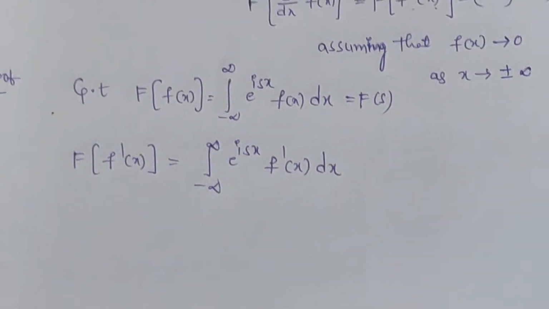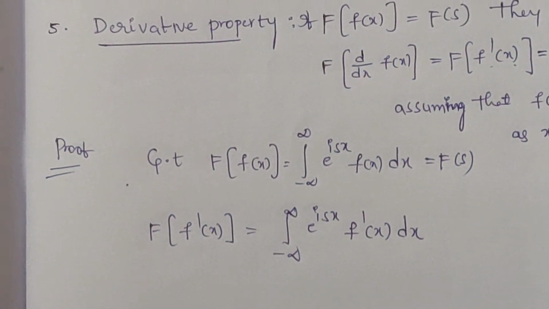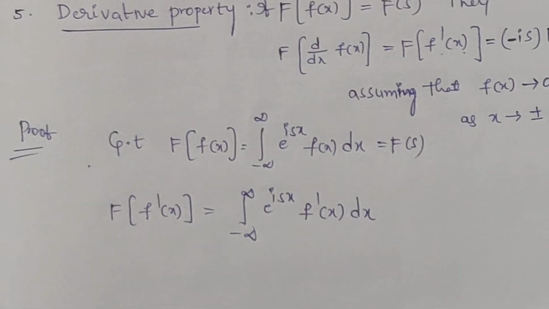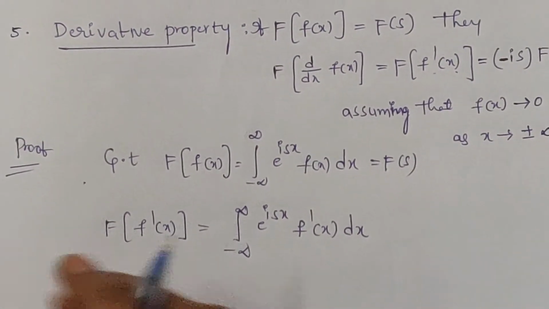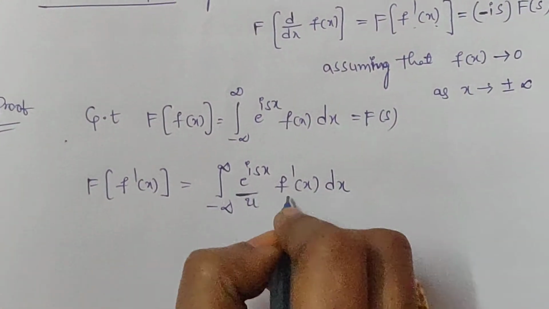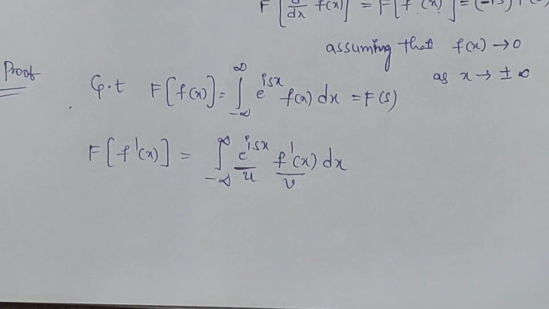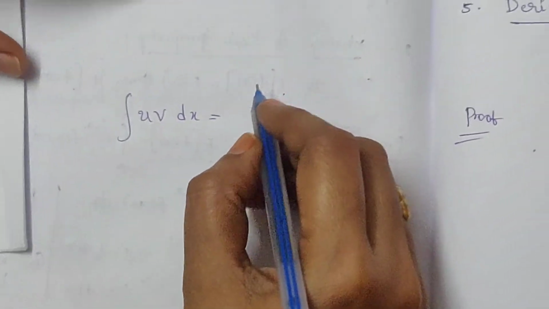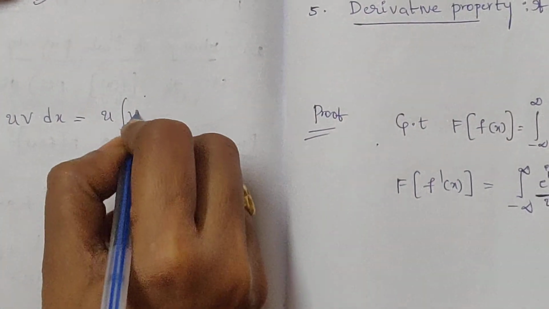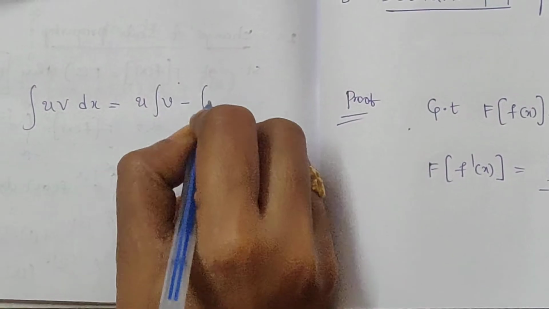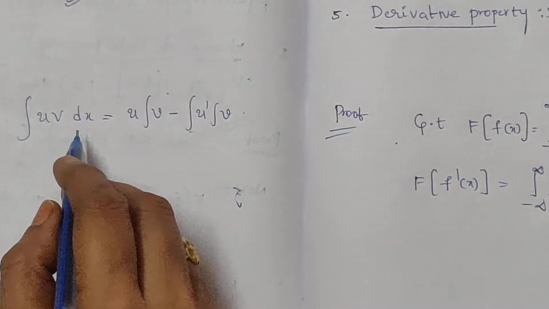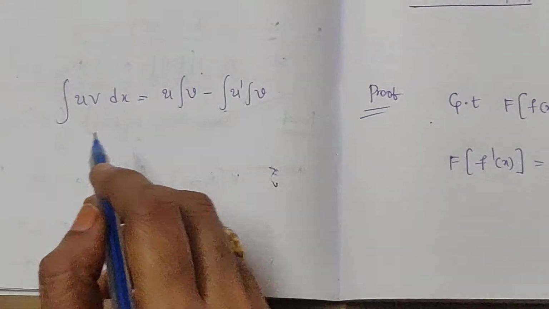Now we have to evaluate this integral. To evaluate this integral, we are going for the by parts formula, that is, the integral of uv dx. The integration by parts formula is u integral v minus the integral of u dash integral v. This is the by parts formula.